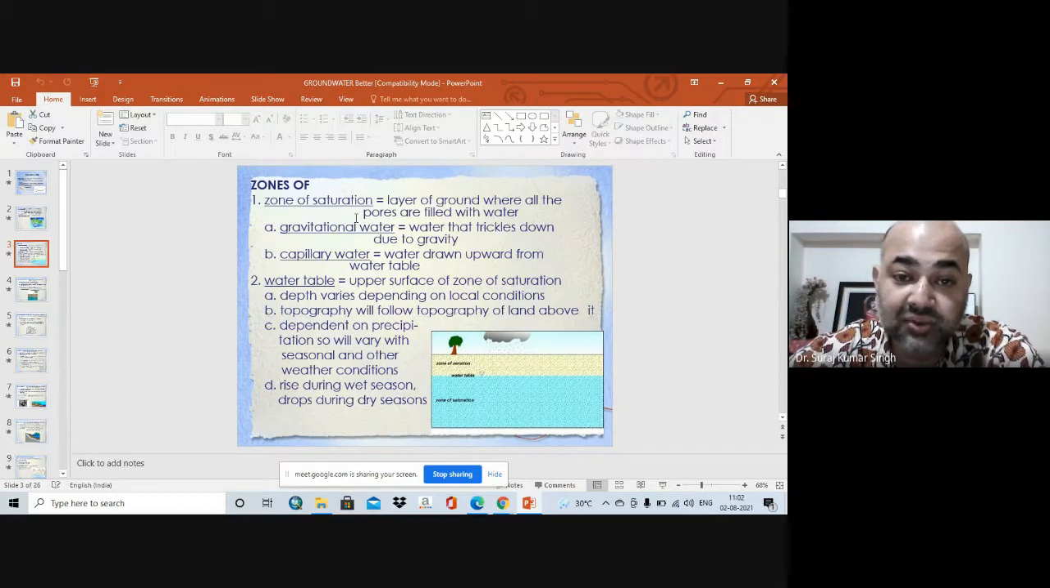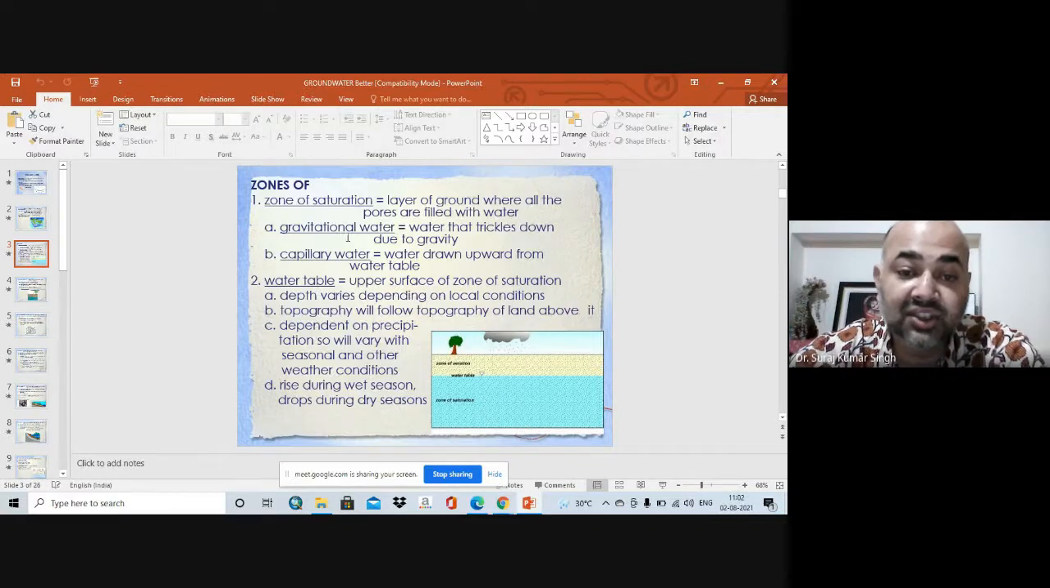So the zone of saturation is the layer of ground where all the pores are filled with water. You can see that all the pore spaces are filled with water, and whenever such a condition happens underground, that is known as the zone of saturation, where all the pores below the ground surface are filled with water. So how does it happen? It happens through two processes.